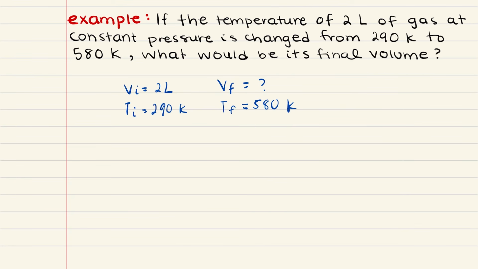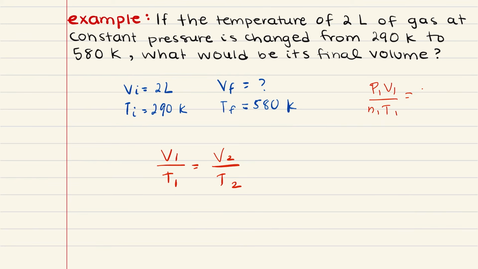Now, that means that pressure and number of moles are held constant because we're not given any information about those variables changing. So if the number of moles of gas and pressure are held constant, then the ideal gas law reduces to Charles' law. That's going to be V1 over T1 is equal to V2 over T2. And again, if you do not remember Charles' law, you can get it from our combined gas law.